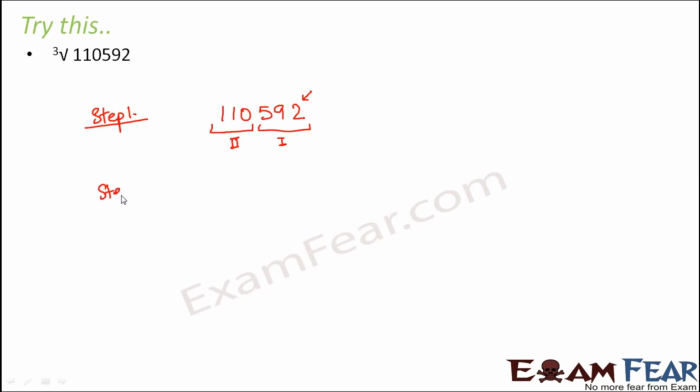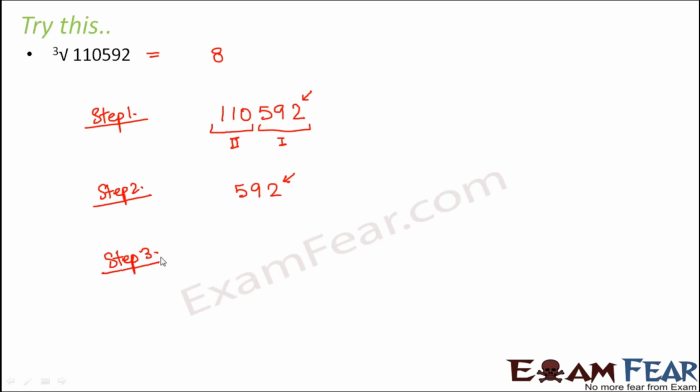Now in step number 2, what do we do? We focus on group 1. So group 1 is 592. The units digit of group 1 is 2. So if any number has 2 at the end, what would be its cube? Normally we have learned that any number ending with 2, its cube would end with 8, right? So therefore, the units digit of the cube root would be 8. Fine. Now let's move on to step 3.